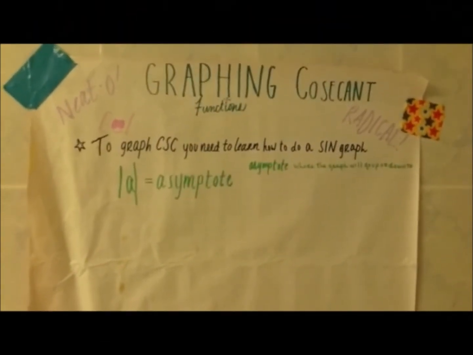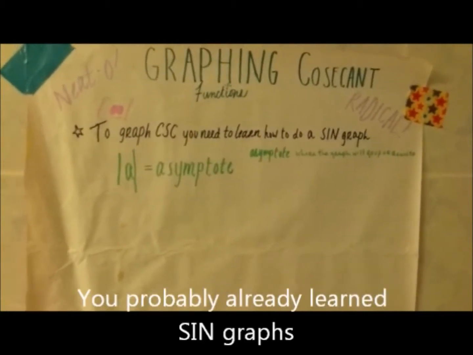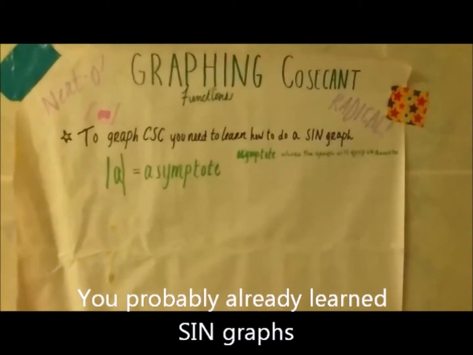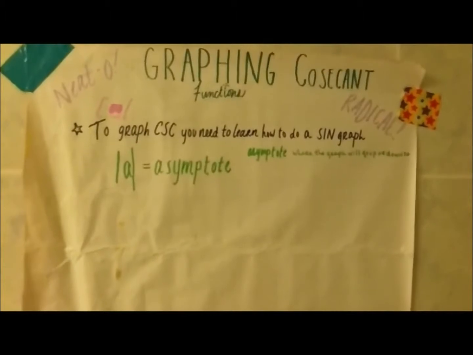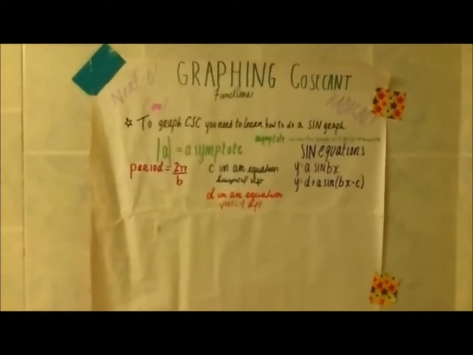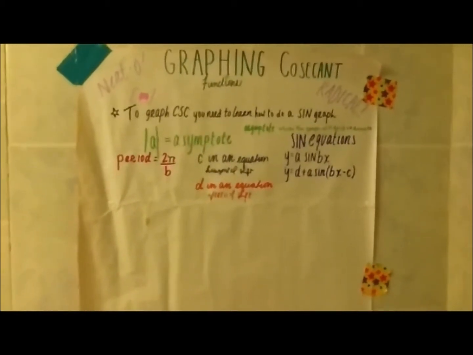I'm talking about graphing the function of cosecants. So, before you get started on actually graphing a cosecant, you need to know how to do a sine graph. You probably already learned your sine graph, so it mustn't be very difficult. As a quick review, you need to know your asymptotes, which are where the graph will go up or down to. You should also know about the period, which is essentially where the graph will end.